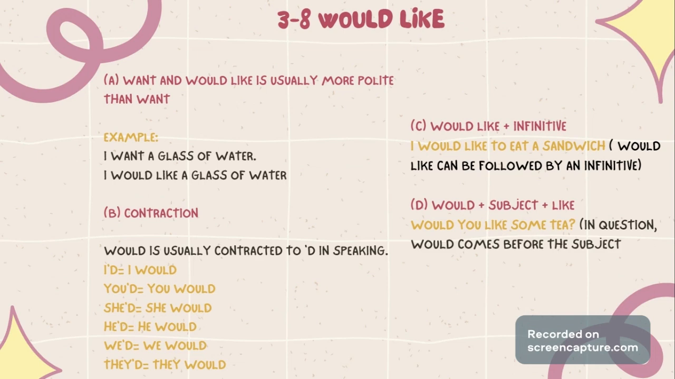Next, would like. Would like is usually more polite than want. For example, I want a glass of water. And for contraction, would is usually contracted to 'd in speaking. For example: I'd, you'd, she'd, he'd, we'd, they'd. Would like plus infinitive. For example, I would like to eat a sandwich. So would like can be followed by an infinitive. The infinitive is to eat.